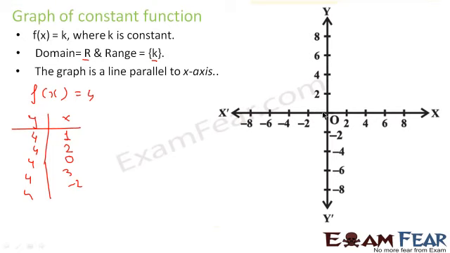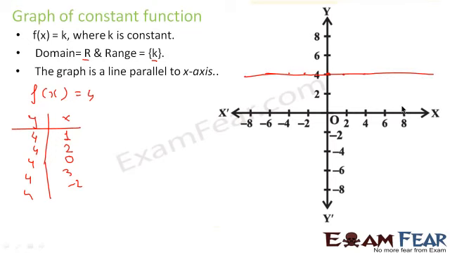We'll plot this. When you give x as 0, y is 4. When you give 2, y is 4. When you give 4, y is 4. When you give minus 2, y is 4. Minus 4, y is 4. For any number, y is 4. So this is a straight line parallel to the x-axis.